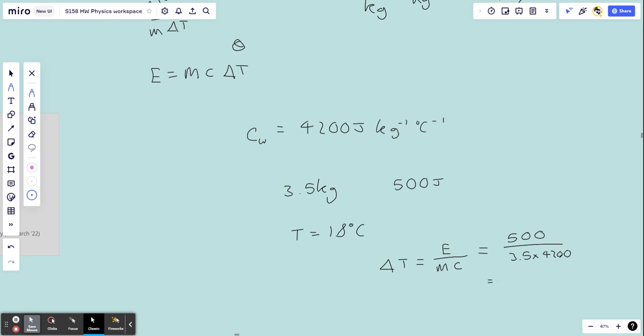I should have been able to see that that's going to be a small number, because it says for 1 kilogram it's going to take 4,200. We've got 3.5, so it's obviously going to increase the temperature by much less than a degree C. I should have thought about that, but never mind. Okay, running it through the calculator, we've got a very, very tiny change in temperature. It's 0.034, rounding to two significant figures, degrees C.